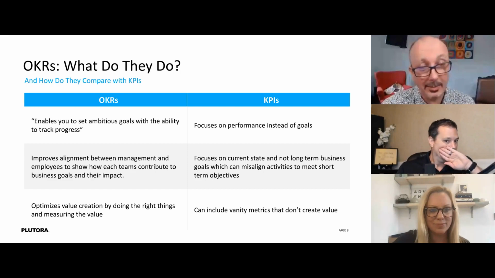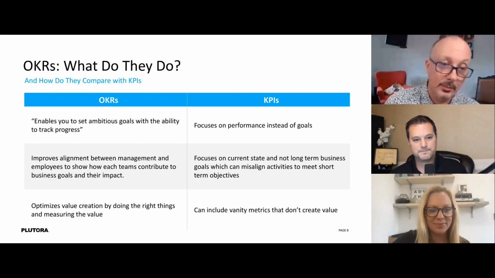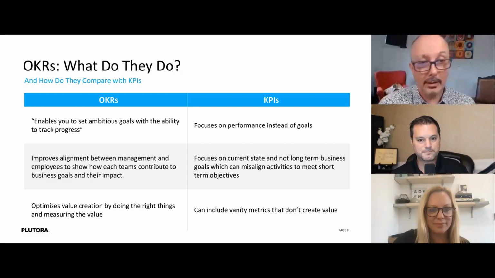The clue's actually in the name, isn't it? The KPIs are about performance. They're measures of performance. You might include some health indicators in there as well, and I would actually recommend that. But key results are about what you've achieved.